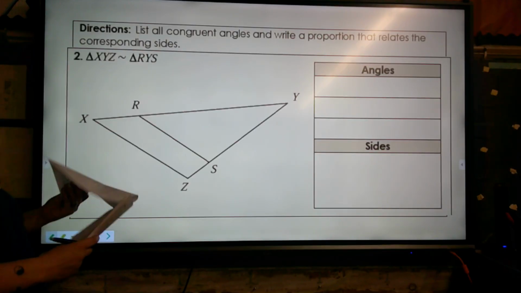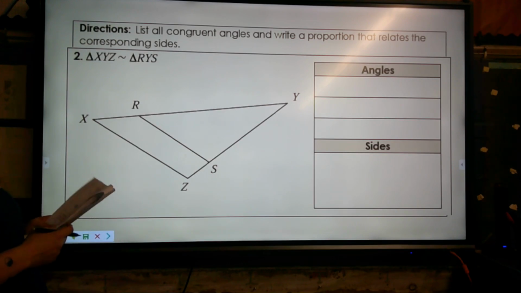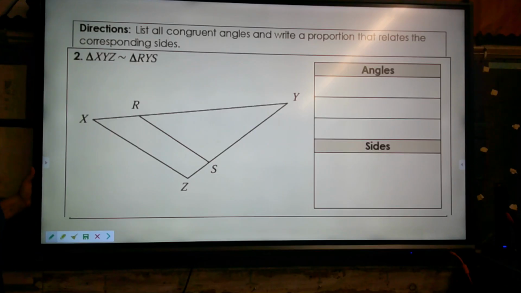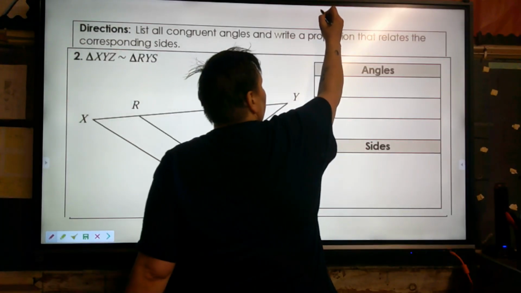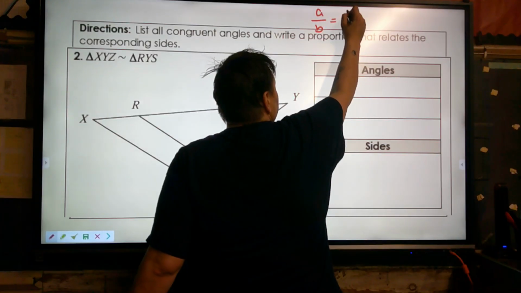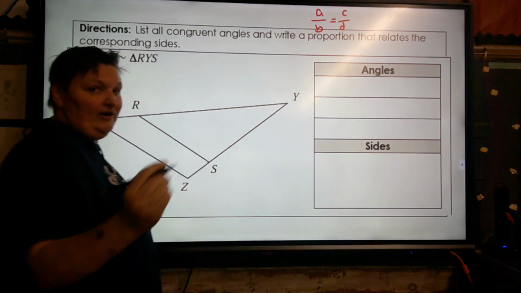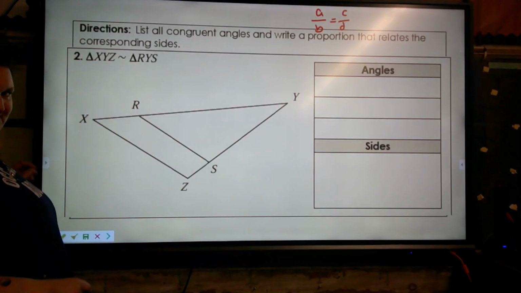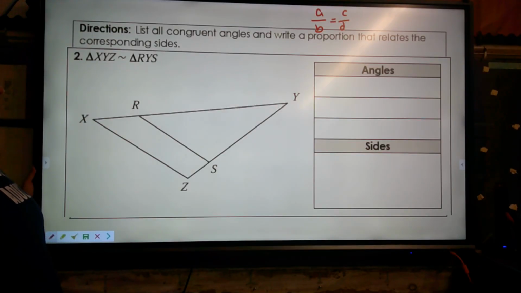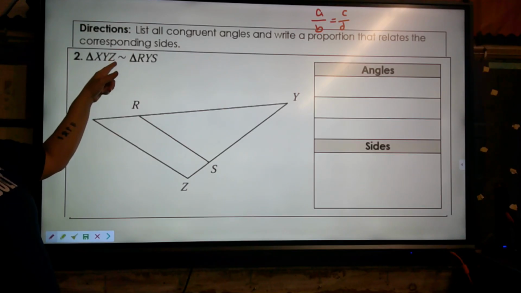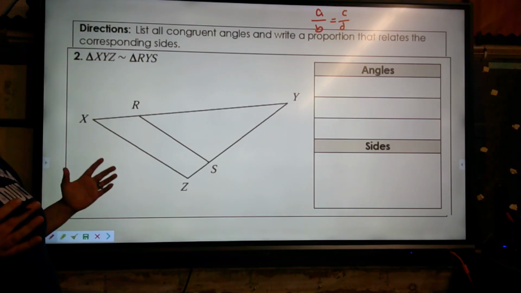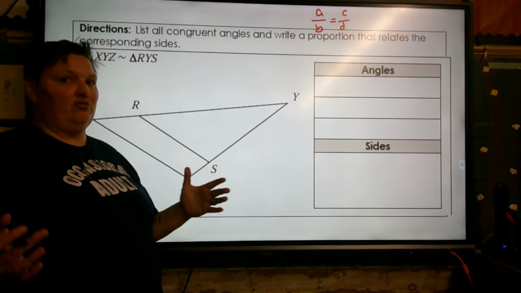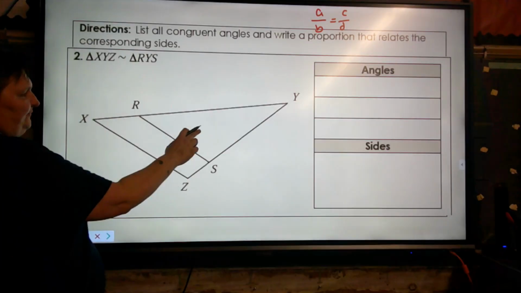All right, one more. Same thing. List all congruent angles and write a proportion that relates the corresponding sides. Same thing. Proportion. AB equal to CD. We're creating ratios. Equal fractions. Equal ratios. Because we know it's similar, we know that the angles are congruent. We just have to figure out which angles are congruent. So let's look at it.